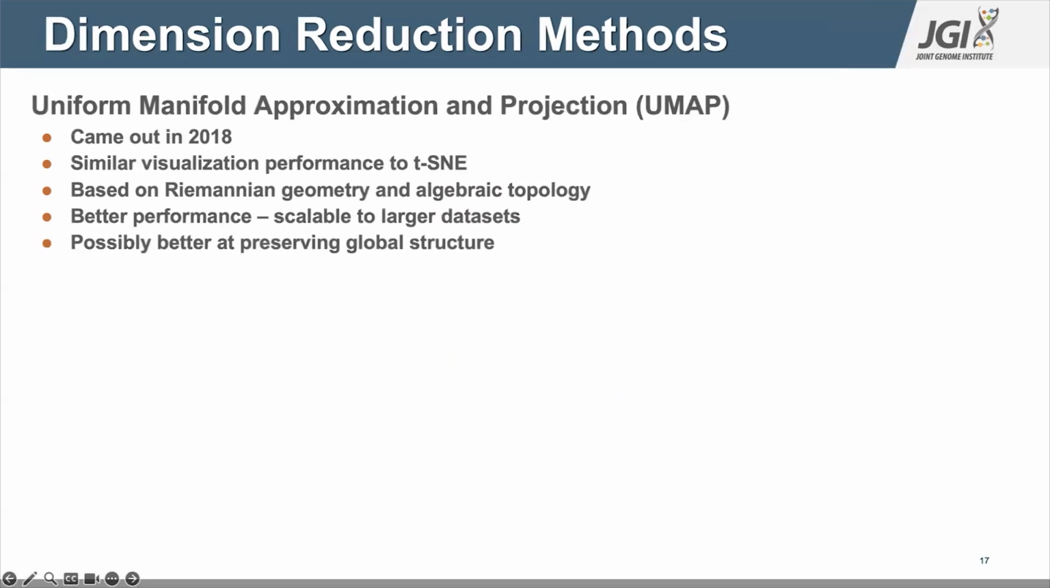So the final dimension reduction method that we offer is called Uniform Manifold Approximation and Projection, or UMAP. UMAP came out in 2018, and it has similar visualization performance to tsne. The theoretical basis for the algorithm comes from Riemannian geometry and algebraic topology. It's supposed to have better performance and therefore be scalable to larger data sets, and also is possibly better at preserving the global structure of the data in comparison to tsne, which can focus too much on local structure at the expense of any global structure.